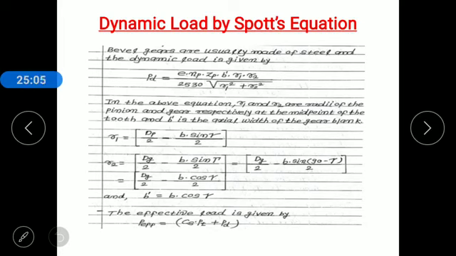Remember these three relations. When we find the dynamic load by the Spott equation in the case of a bevel gear, these three relations are very important. R1, R2, the mean radius of pinion and gear, and B dash, the axial width of the gear blank, which is obtained by the relation B into cos gamma. Now the effective load is given by service factor into tangential force plus dynamic load.